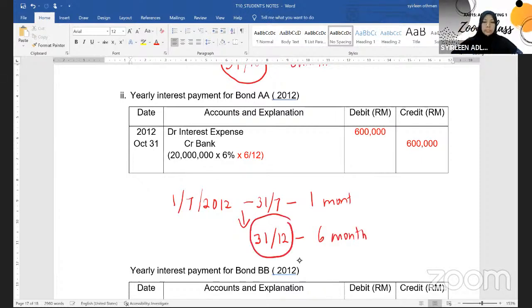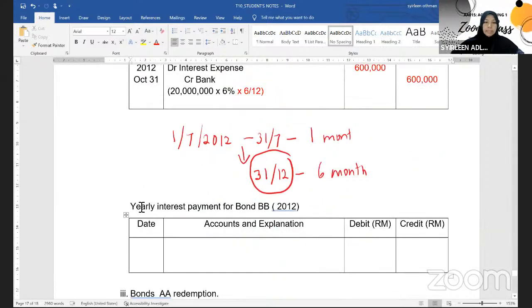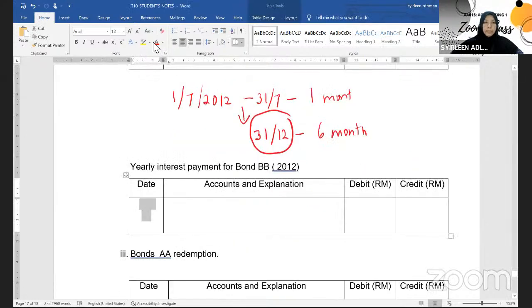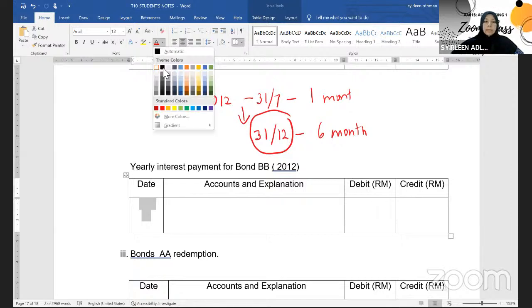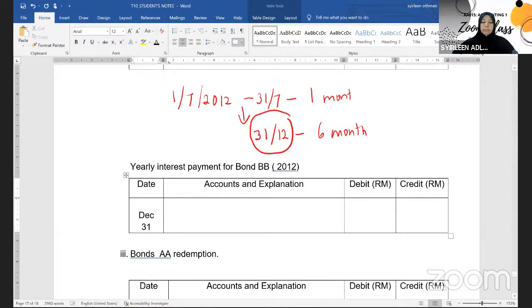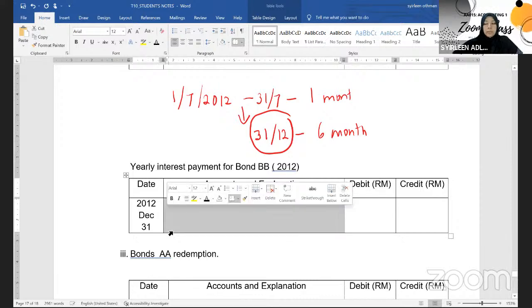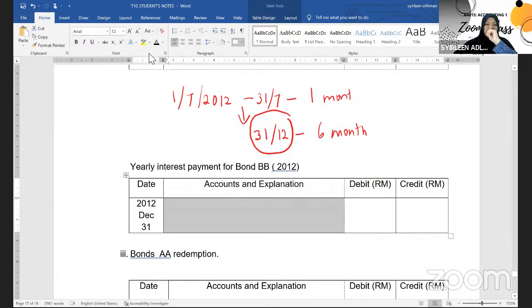Okay, so on the 31st of December, the same year, we are supposed to pay for another interest expense that is for bond BB. Tapi tarikh tak sama. So this is 2012. And since we are paying on the dot, okay, we don't owe anything. We are paying the interest on the dot. So dia akan debit interest expense as well. And kita akan credit bank.